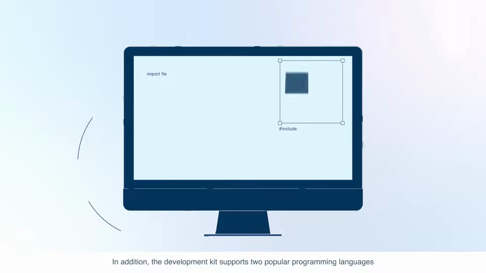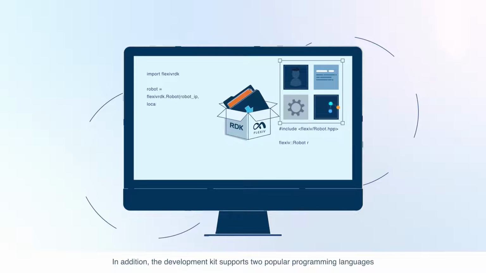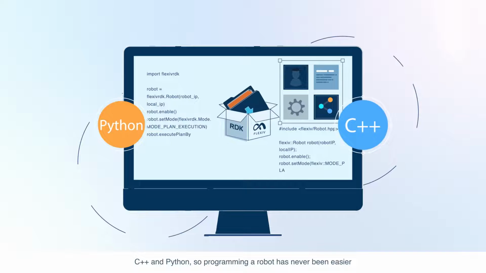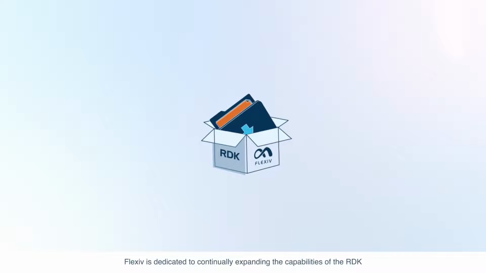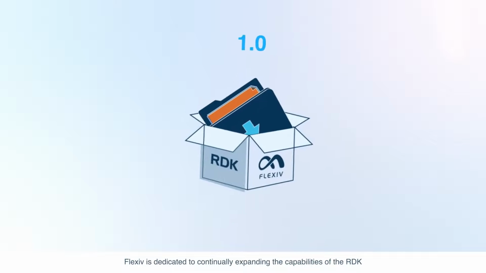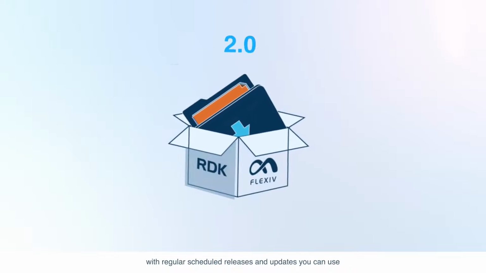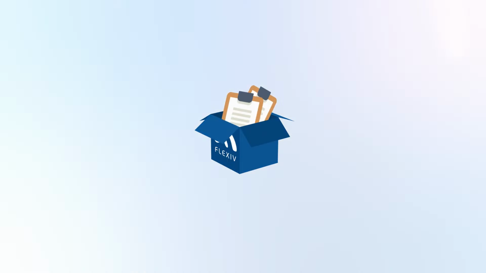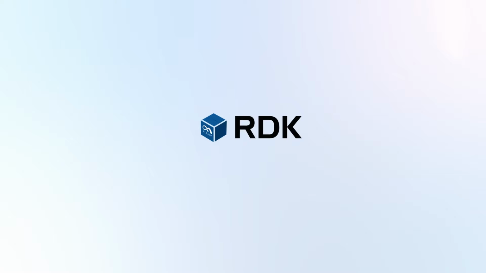In addition, the development kit supports two popular programming languages, C++ and Python, so programming a robot has never been easier. Flexiv is dedicated to continually expanding the capabilities of the RDK with regular scheduled releases and updates you can use to enhance the way your robot works. The Flexiv RDK, inspiring you to do more.